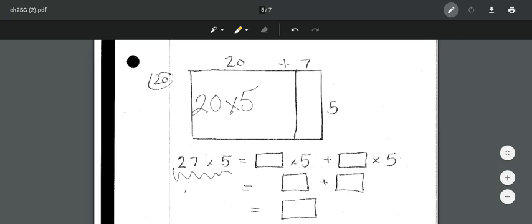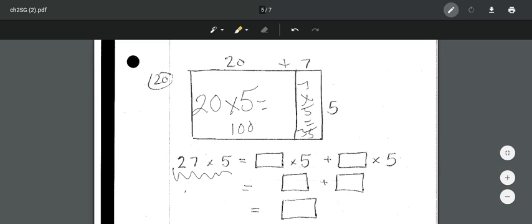Remember, it's an area model, kind of like an area rug, and an area rug is the inside. So 20 times our 5, we know is 100. And then we have 7 times our 5, we know is 35.